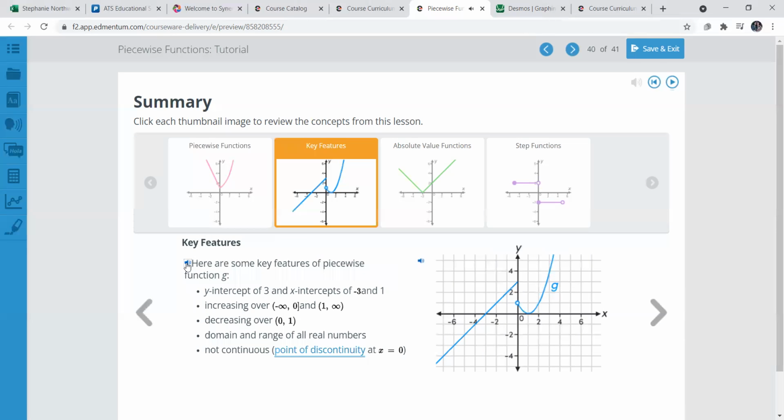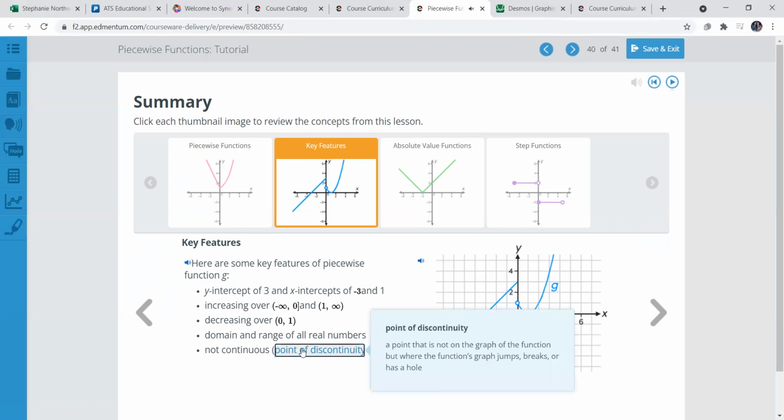Here are some key features of piecewise function g. Y-intercept of 3 and x-intercepts of negative 3 and 1. Increasing over the interval negative infinity to 0 and the interval 1 to infinity. Decreasing over the interval 0 to 1. Domain and range of all real numbers. Not continuous. Point of discontinuity at x equals 0.